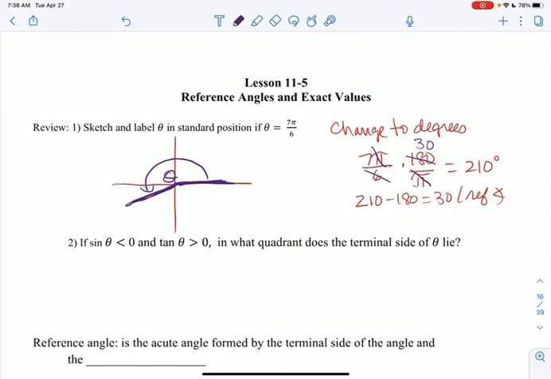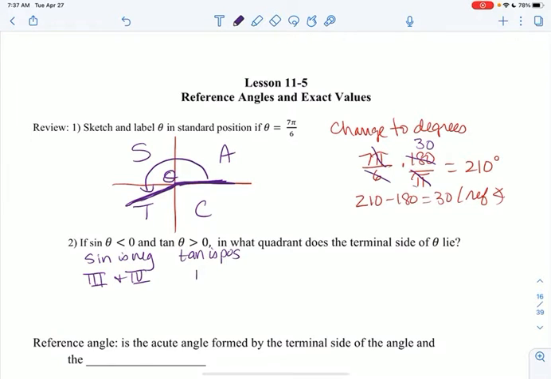Question 2, if sine of theta is less than 0, that's basically telling me that sine is negative. And remember, all students take calc. Sine is negative in the third and fourth quadrant. And tangent of theta is greater than 0, so that means tangent is positive. So all students take calc, tangent is positive in the first and the third. So what do those have in common? The third.